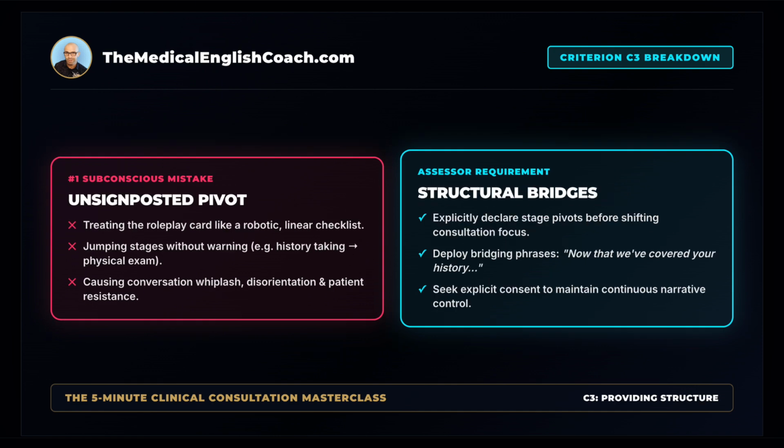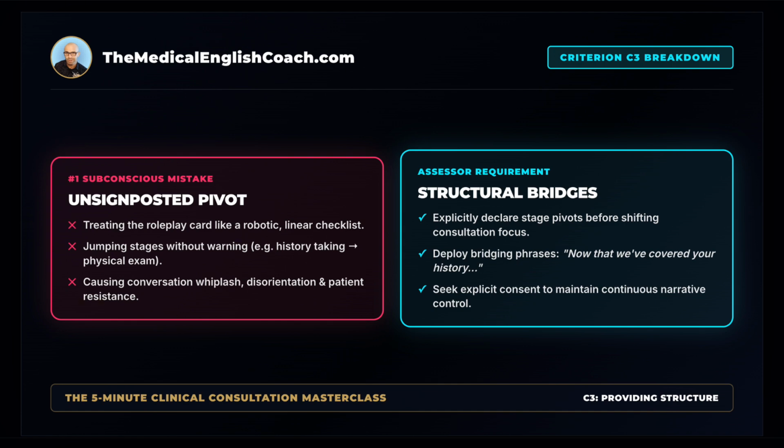Let's move to Criterion C3, providing structure. What doctors think this means is simply moving down the bullet points on their role-play card from top to bottom. What the examiner is actually grading is your ability to signpost stage pivots. The biggest mistake here is the unsignposted pivot. Imagine driving a car and suddenly turning the steering wheel without using your indicator. That is what it feels like to a patient when you jump from taking their medical history straight into a physical examination without warning them. It causes whiplash. It causes resistance.